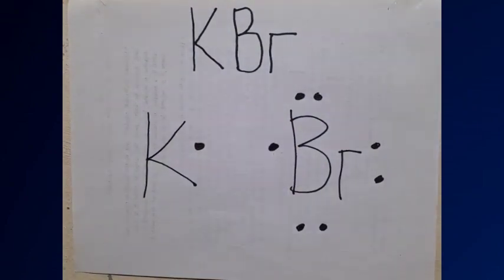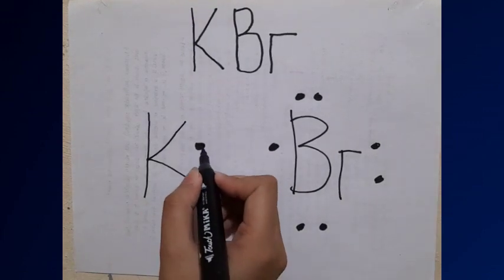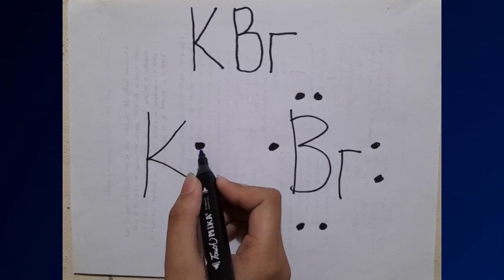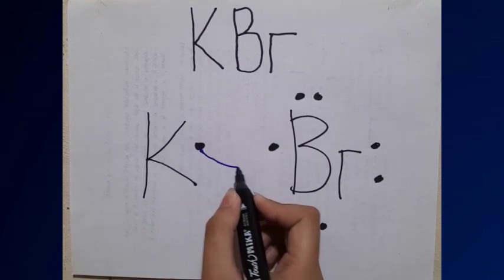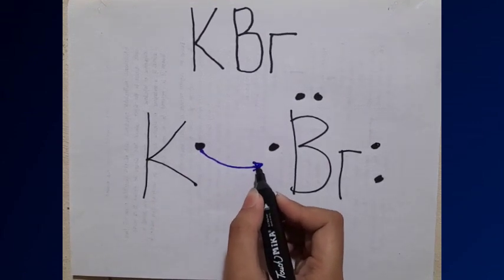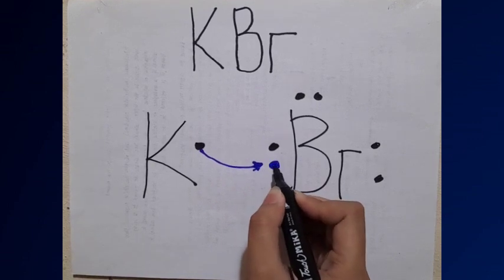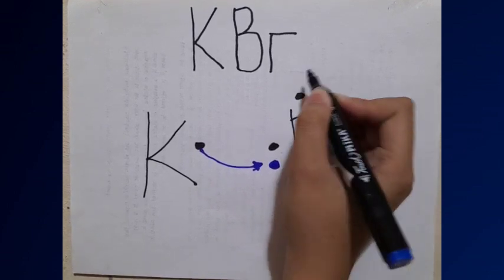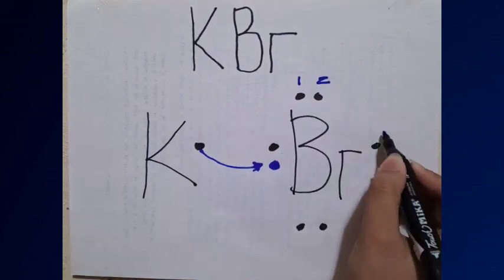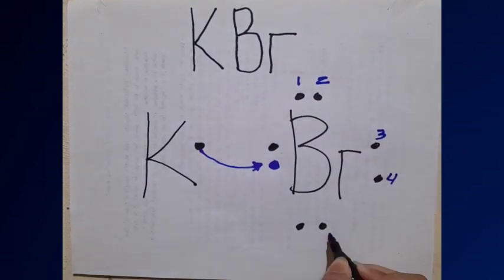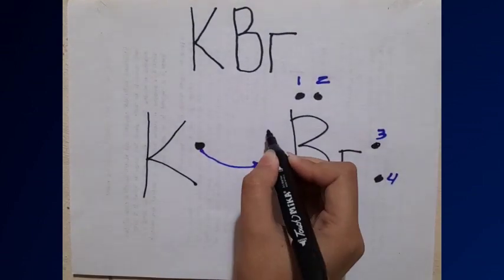Then, to satisfy the octet rule and for the elements to be stable, we have to transfer the valence electron of potassium to the element bromine, like what you see on the screen. So the compound potassium bromide follows the description of ionic bond. So they have an ionic bond.